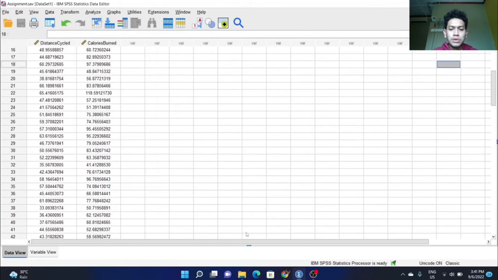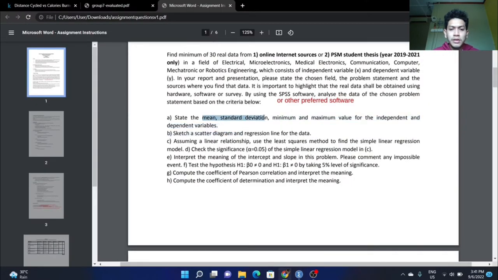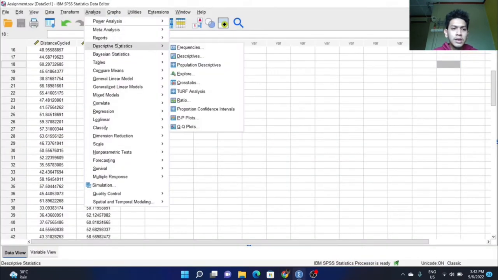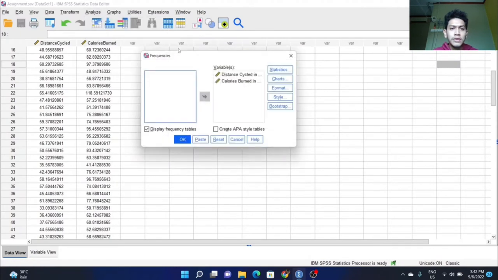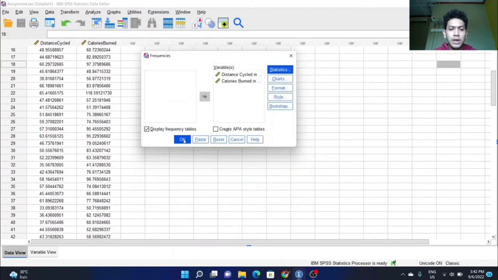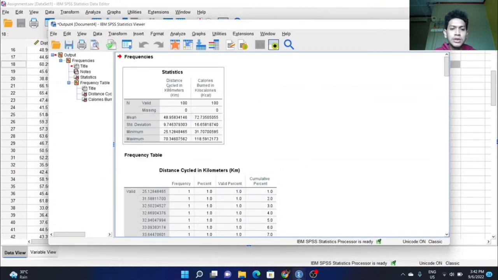Then we must find the mean, standard deviation, minimum and maximum. We just click Analyze, Descriptive Statistics, Frequencies. This is the variable distance cycle and calories burn. We click Statistics, and what we want is mean, standard deviation, minimum, and maximum. We click Continue and then OK. This is the answer for the mean, standard deviation, minimum, and maximum.